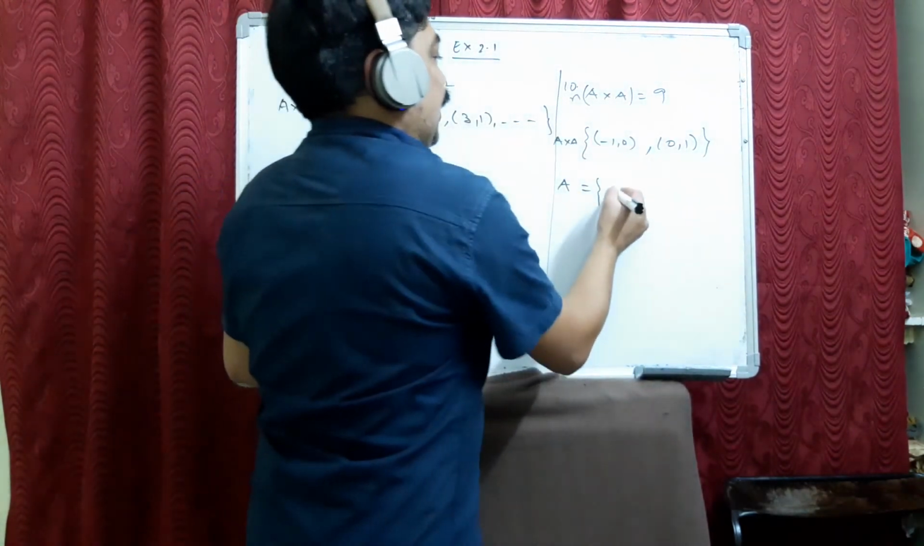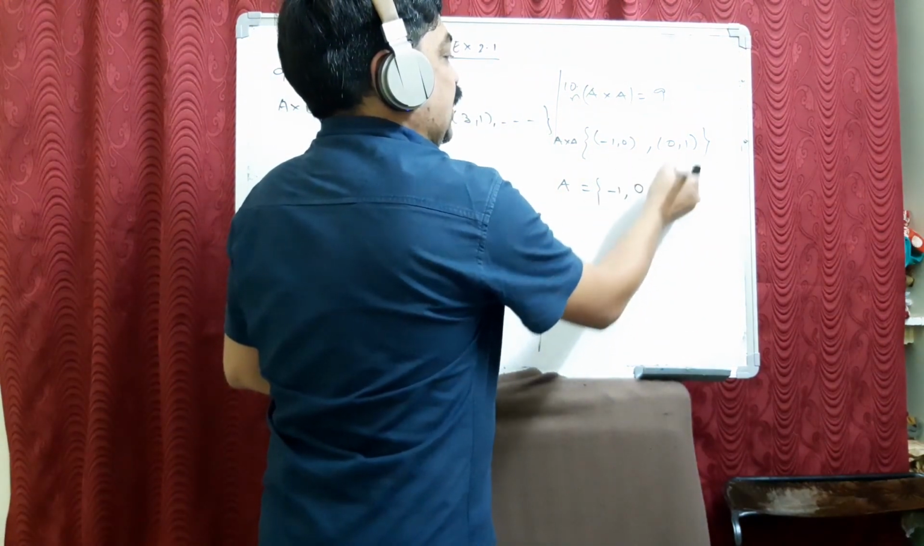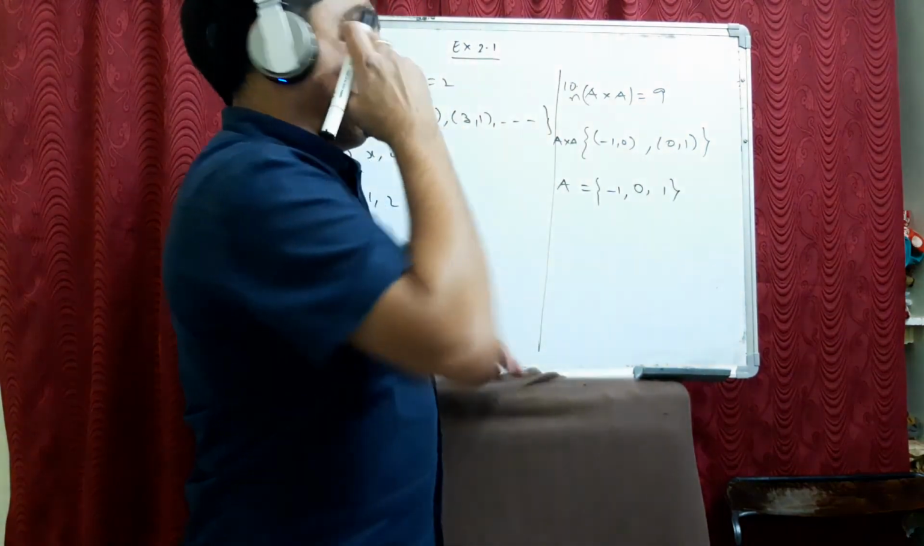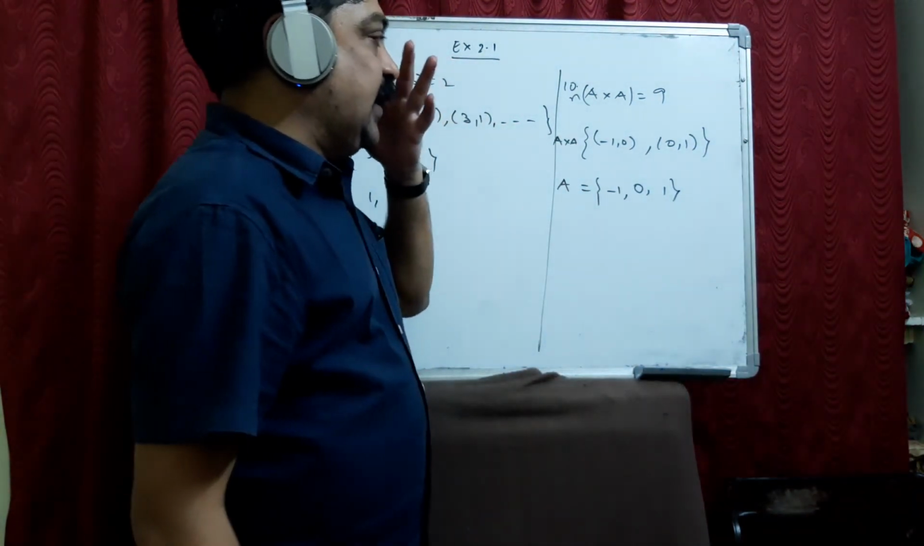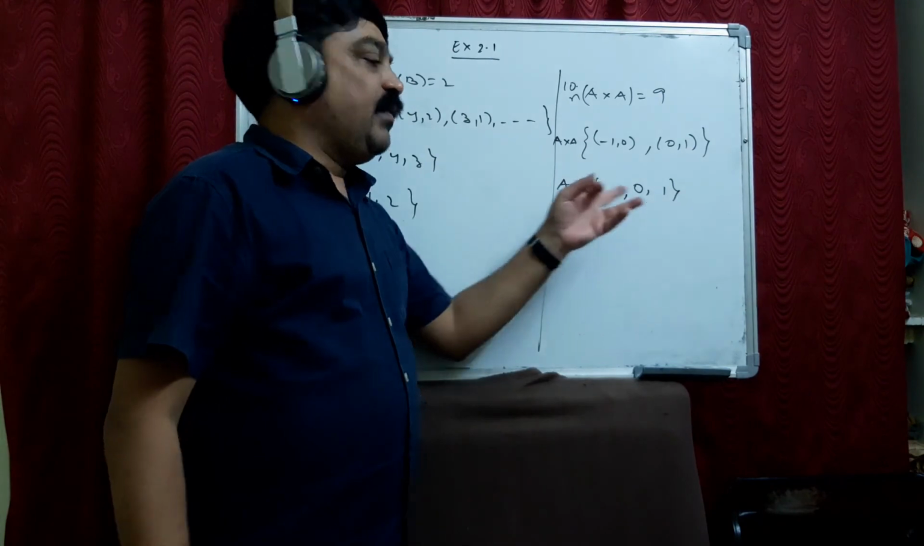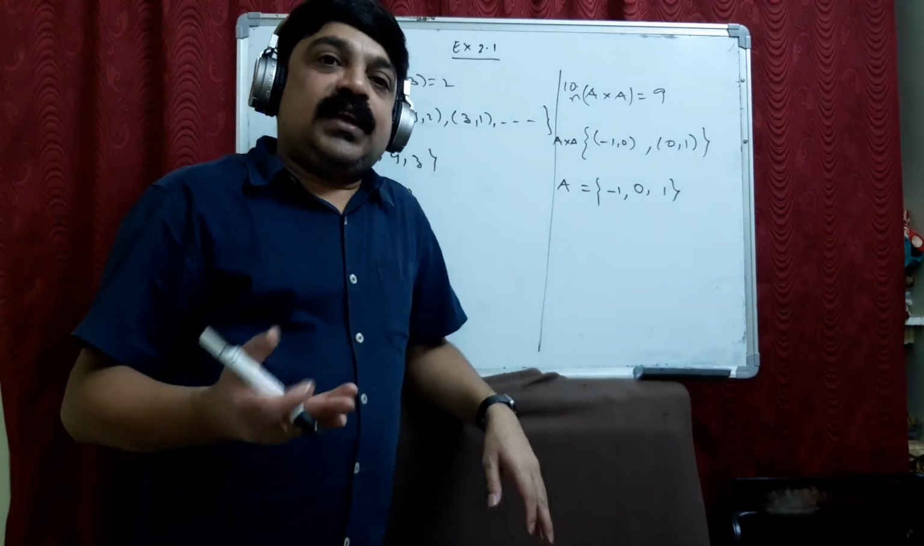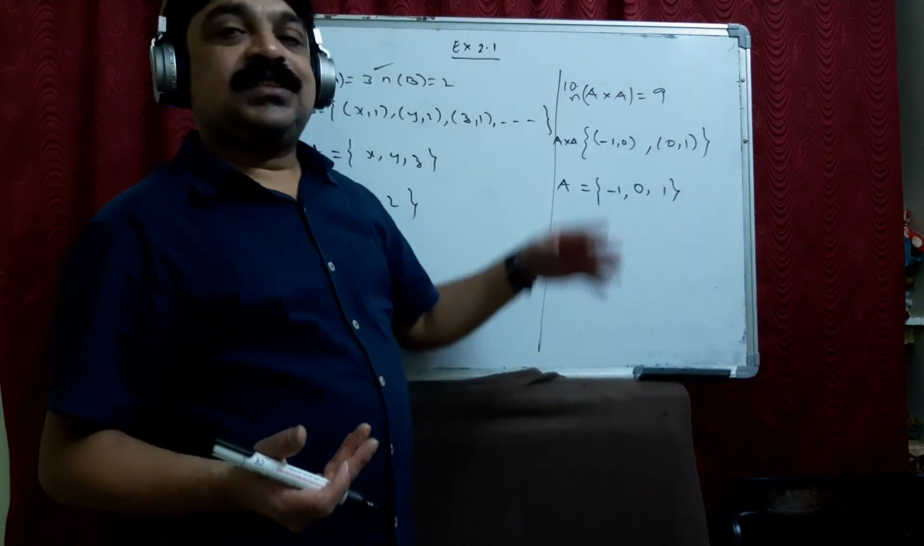So, -1, 0, 0, 1. 0 is repeated, but we should not write repeated numbers. So, A has 3 elements. N of A will be 3. A cross A will have 9 elements. So, it is verified. Okay?